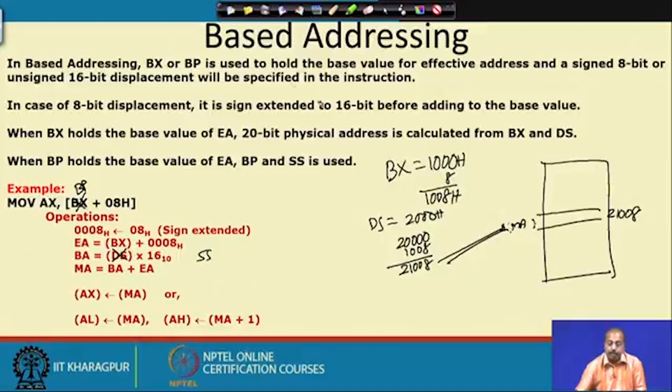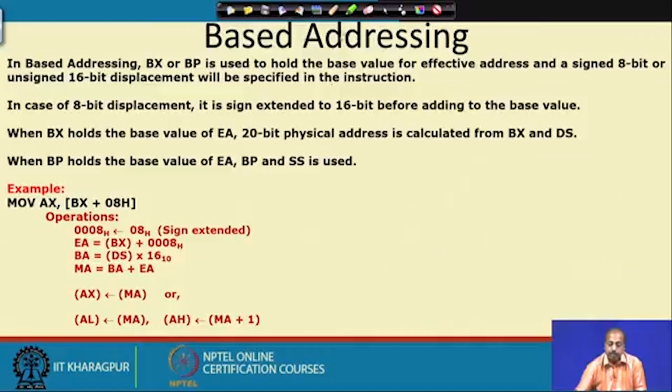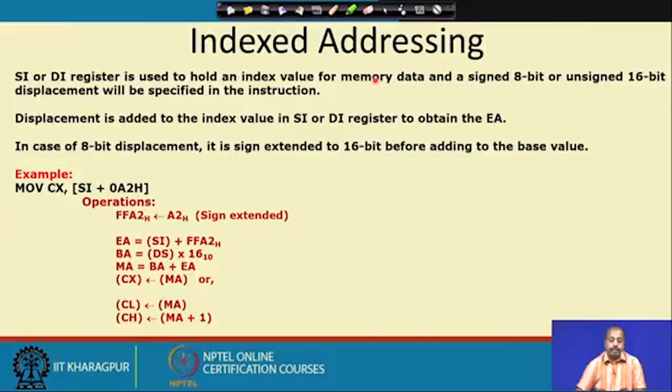Otherwise the execution is the same. Then we will look into the next addressing mode, which is known as the indexed addressing mode. The indexed addressing mode uses an index register to access the memory. The SI or DI register is used to hold an index for memory data, and a signed 8 or unsigned 16 bit displacement can also be specified. The basic form, where the displacement is not there, is like MOV CX, [SI].